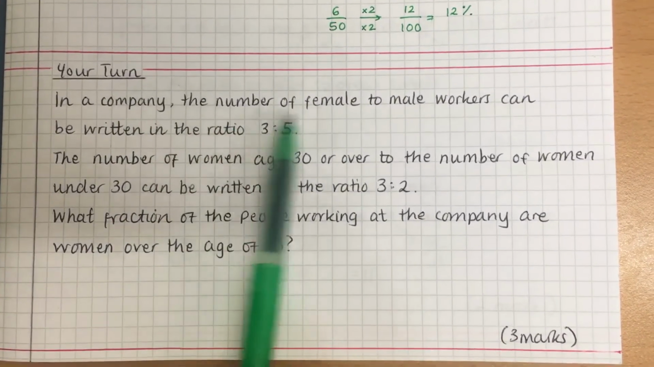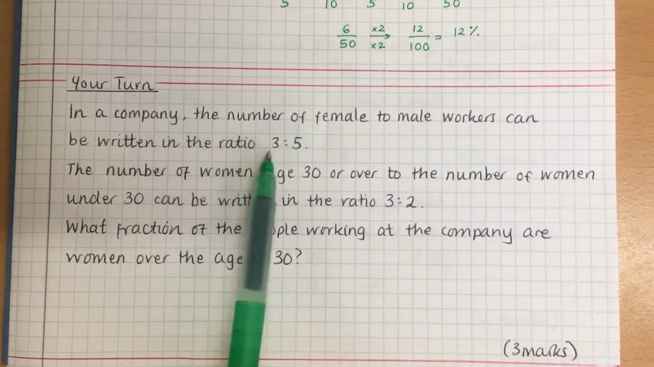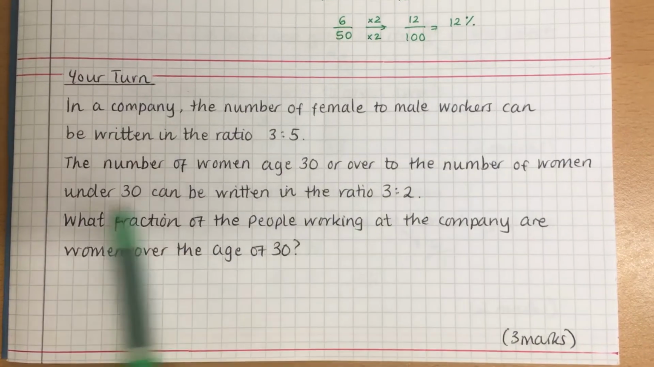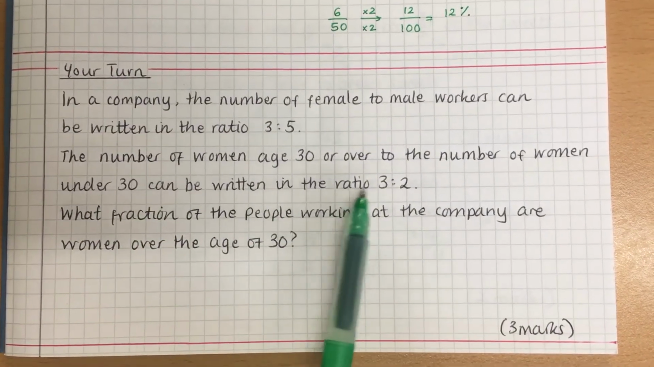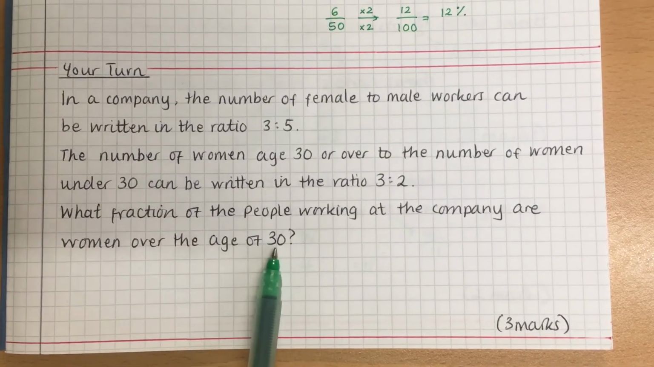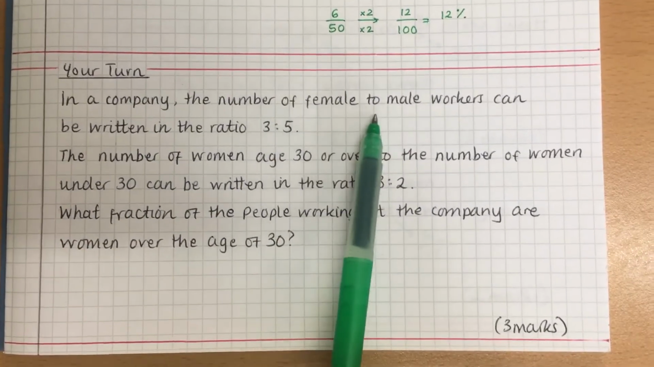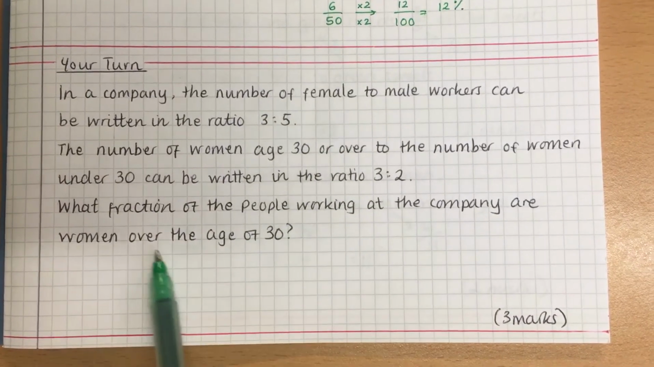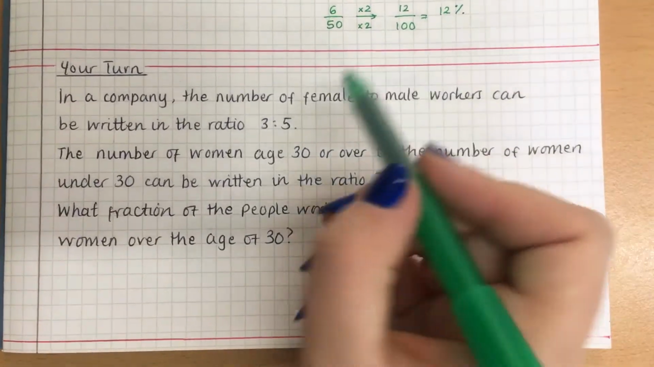So firstly, the number of female to male workers can be written in the ratio 3:5. The number of women aged 30 or over to the number of women under 30 can be written in the ratio 3:2. What fraction of the people working at the company are women over the age of 30? So going back to the start, female to male. So we want females, because that's what we're talking about. Women over the age of 30.